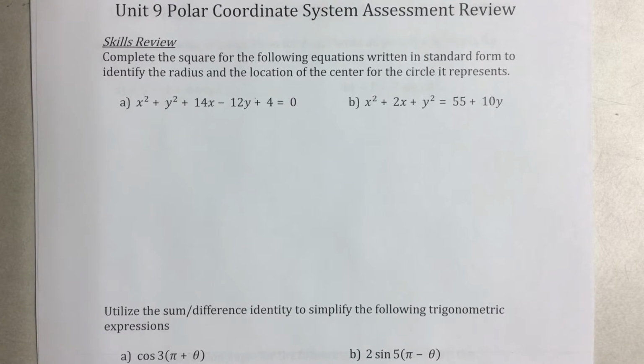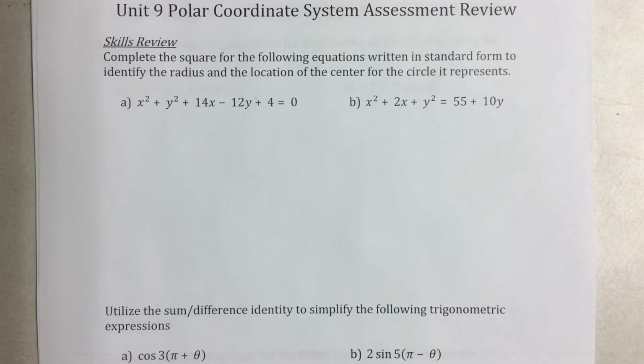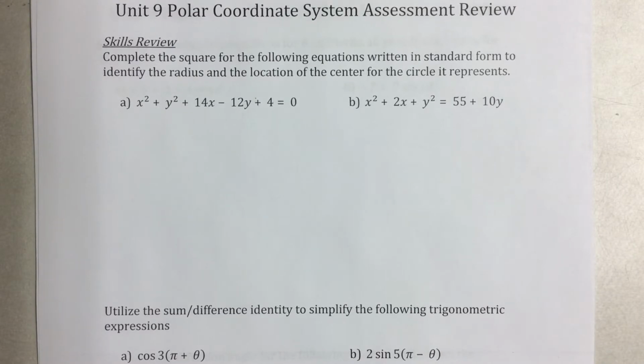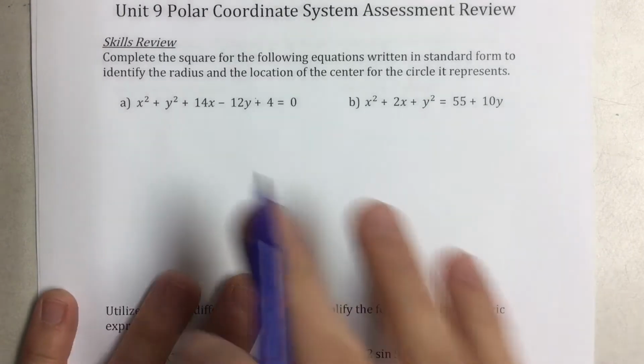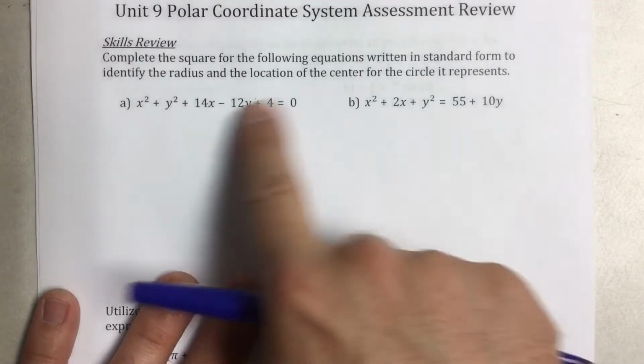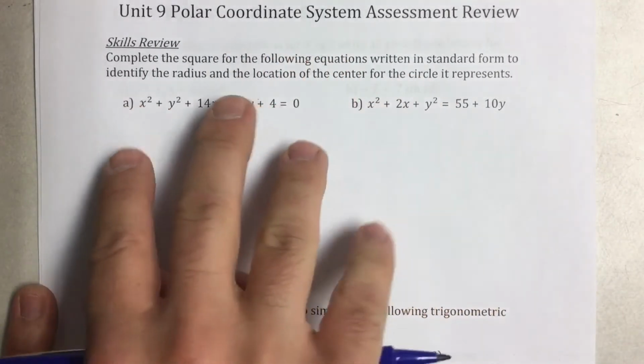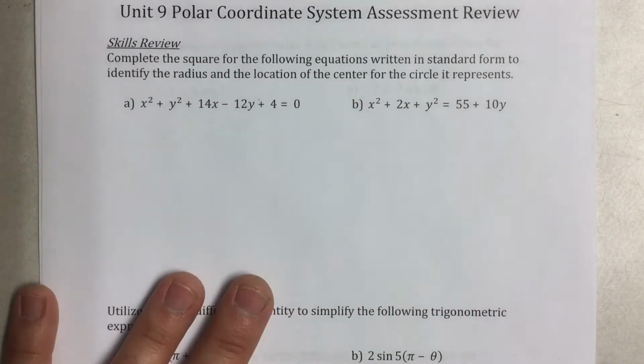Hey everyone, so we're here looking at some skills that are needed to be successful in Unit 9 when we examine polar coordinates and the polar coordinate system. So the first concept is completing the square. It is a concept examined in Algebra 1, Algebra 2, and we see it here again. We're using it for the purpose of finding the center and radius of a circle. And this is an equation for a circle, even though it doesn't look like it.